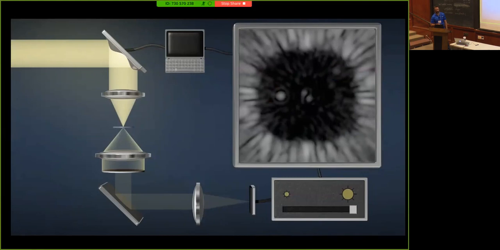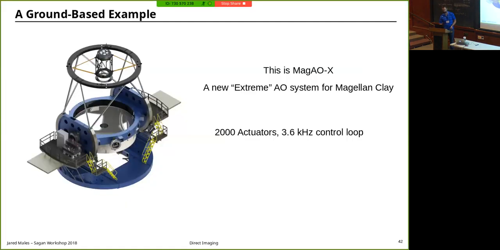So let's move on and show what we could call an up and coming real example of an AO system. This is MagAO-X. I'm showing you this because this is my baby. This is a new extreme AO system that we're currently building to go on the Magellan Clay telescope. Our particular goal here is to optimize the system for visible coronagraphy. So we want to take images of planets in visible light. And particularly our number 1 goal at the beginning is to do this at H alpha, the emission line of hydrogen that accreting planets emit.